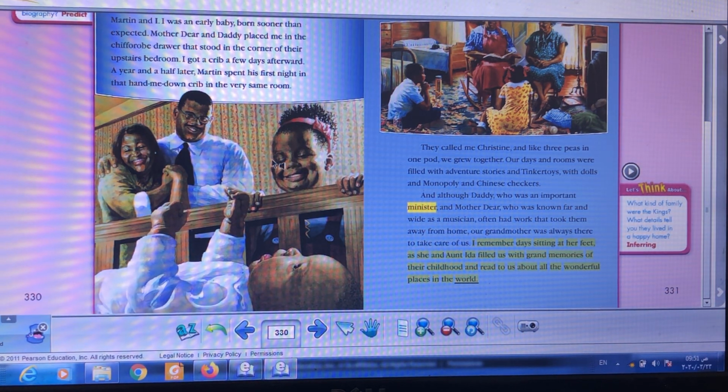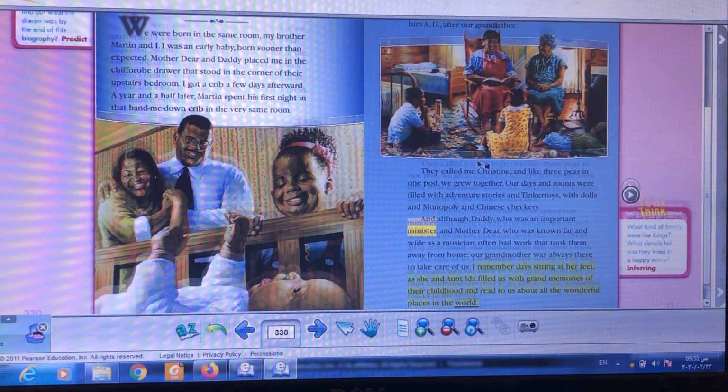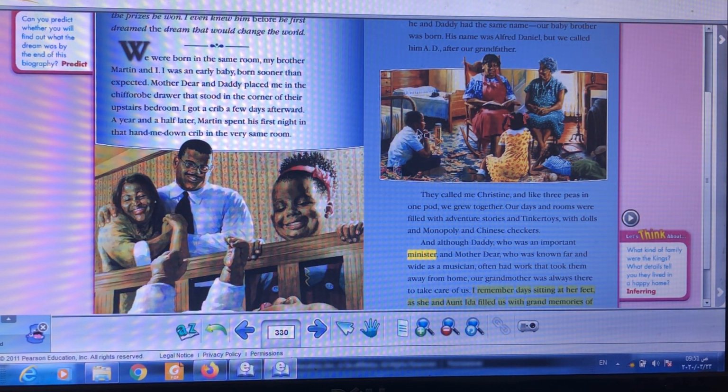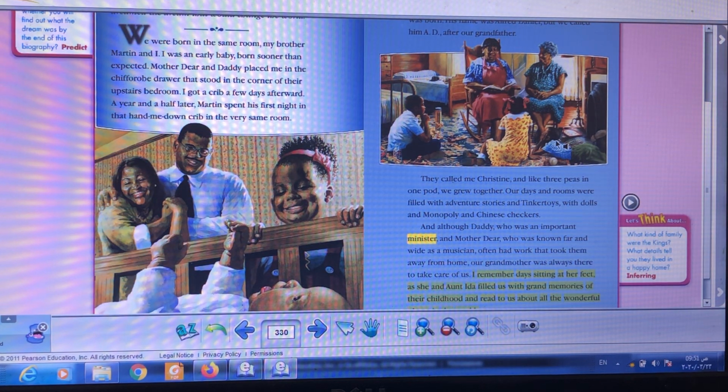Okay, and this is Christine. This is Mother Dear. We have Martin Luther King Jr., Dr. Martin Luther King the father, Mother Dear, Christine. In the second picture, this is Martin Luther King Jr. when he grew up a little bit. And this is Christine. And this is their third brother, Daniel. And this is their grandma. And this is her sister, Ida. Those are the people here.